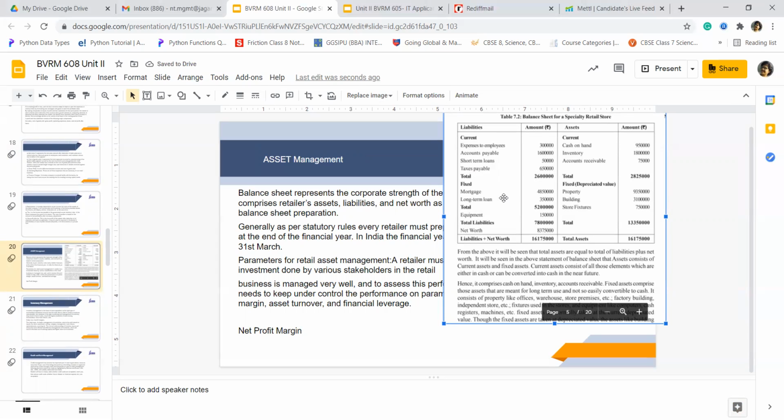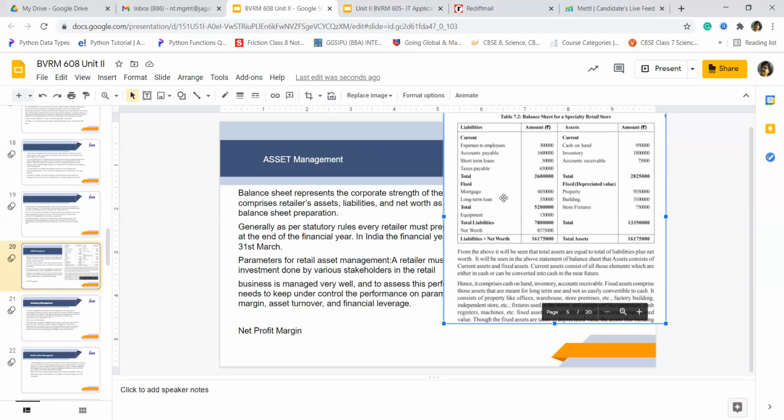It is divided into two parts, the liabilities section and the asset section. The liabilities section is on the left hand side of the balance sheet statement, and the asset section is on the right hand side. Liabilities consist of current liabilities, expenses to employees, accounts payable, short-term loans, taxes payable, etc. And the total liabilities you can see here.